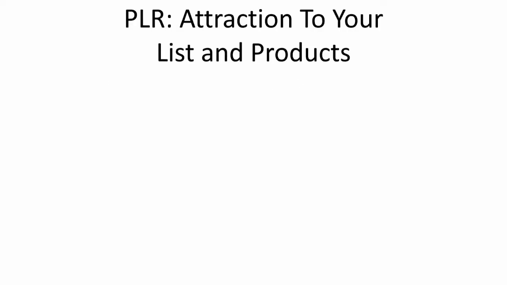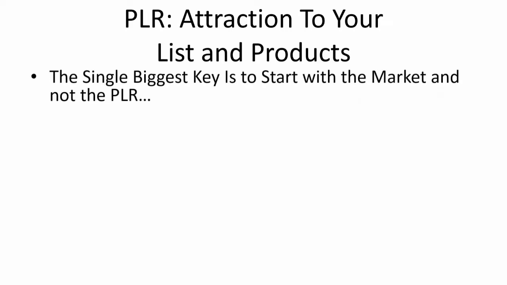Welcome back. Now in this video, we're going to be discussing attracting people to your list and to your products. Now, the single biggest key is to start with the market, not with the PLR. So, for example, if you buy Facebook PLR, you don't necessarily want to go out to market that Facebook PLR. You want to start with, well, where is the market? What is it that the market is requiring? What is it that they are desiring? What is it that they have questions about?